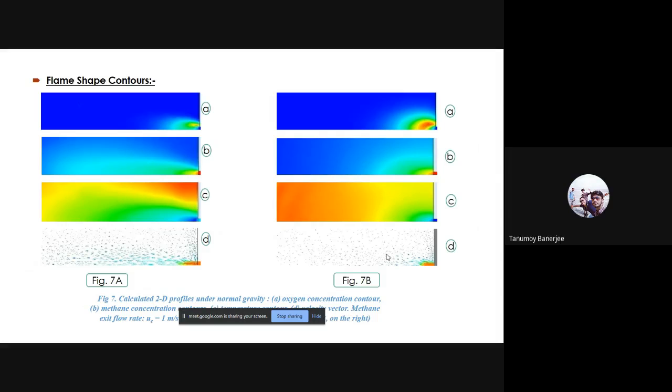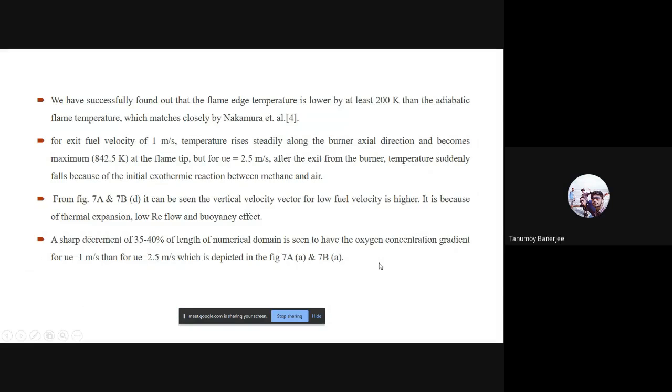because there are three phenomena working consistently here: thermal expansion, low Reynolds number flow, and also the buoyancy effect, which is higher on the right side of the figure, so the velocity vector is getting reduced. And we have also found out that the flame edge temperature is lower by at least 200 Kelvin than the adiabatic flame temperature, which also matches with the Nakamura paper. And there is a sharp decrement of 35 to 40% of length of numerical domain of oxygen concentration gradient for a low methane flow rate than the high methane flow rate that we have considered here.